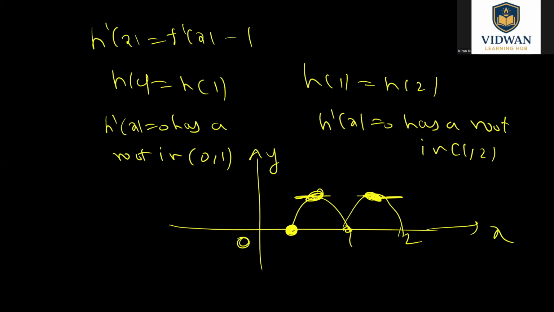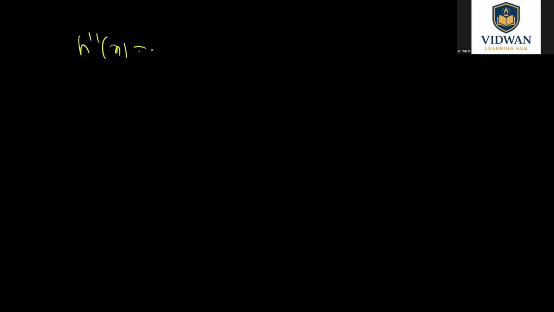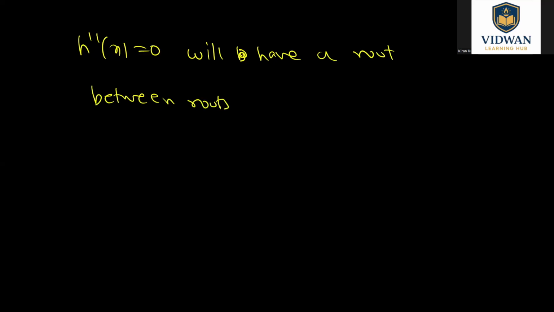Then what can I say about the double derivative? Can it have a root between these two? So where will the root of h double dash x equals 0 lie? H double dash x equals 0 will have a root between the roots of h dash x equal to 0.